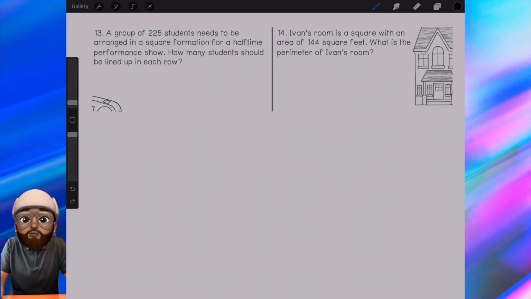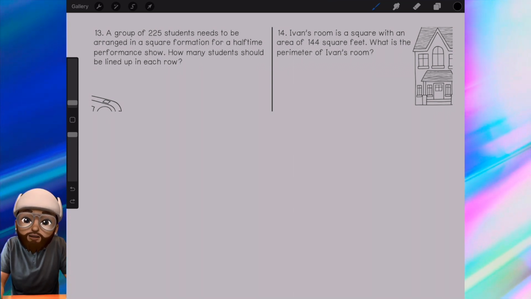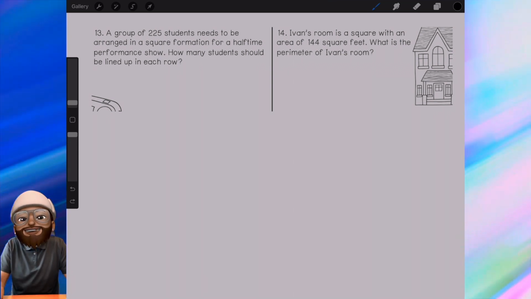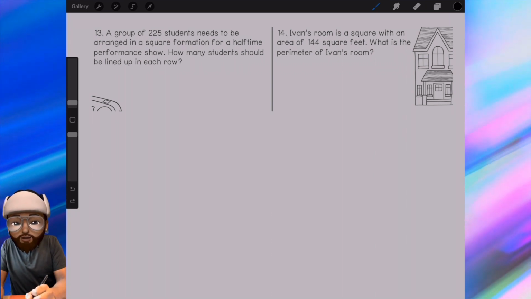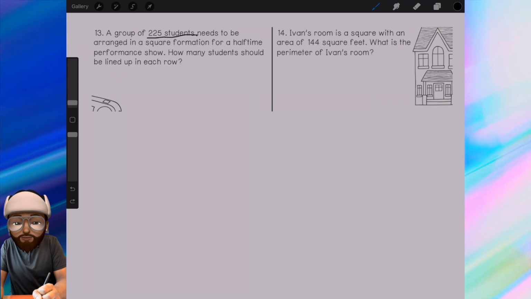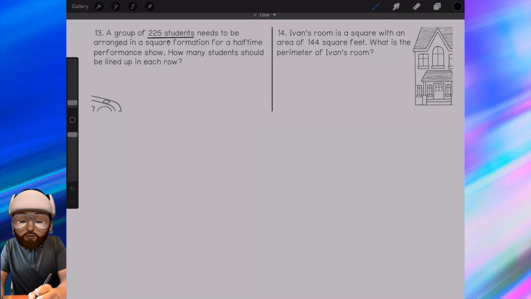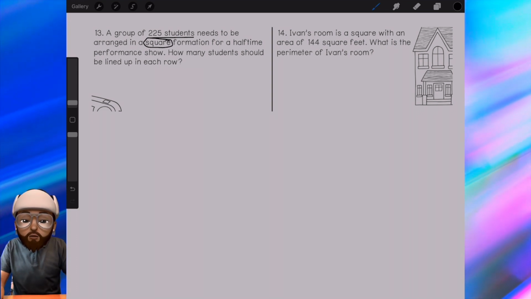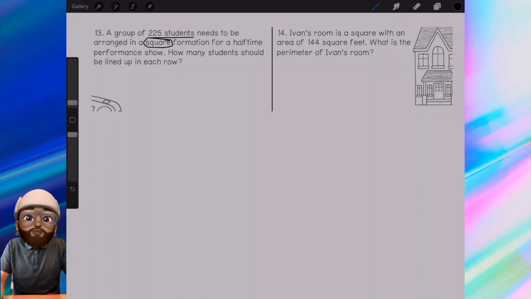Today we're going to be covering the I do for squares and square roots. We have two questions, so let's not waste any time. Let's get started. A group of 225 students, I'll underline that, needs to be arranged in a square formation for a halftime performance show. How many students should be lined up in each row?